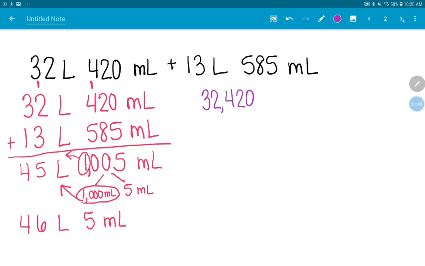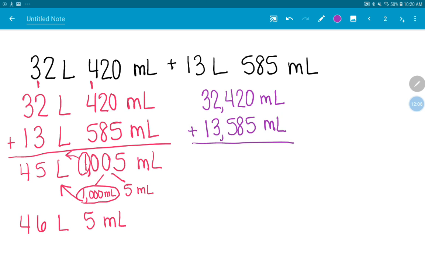You changed your liters to milliliters. So we have 32,420 milliliters. Okay. 13,585 milliliters. Good. And I got 46,000.